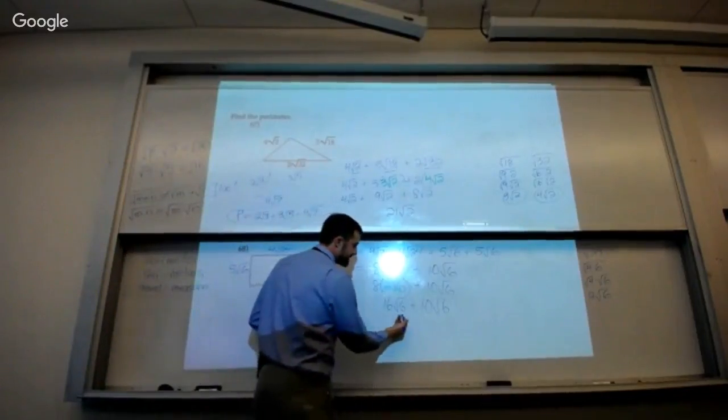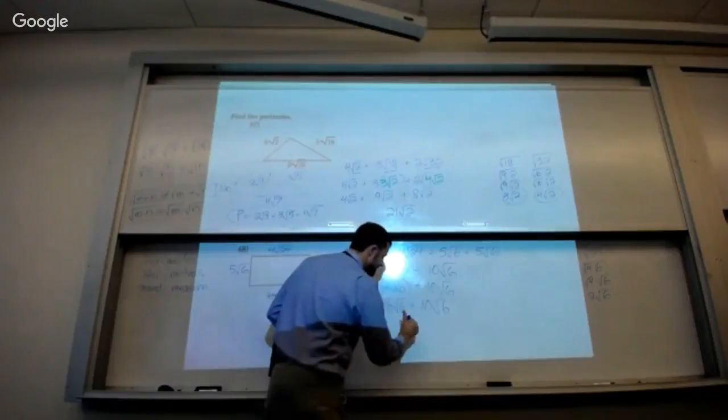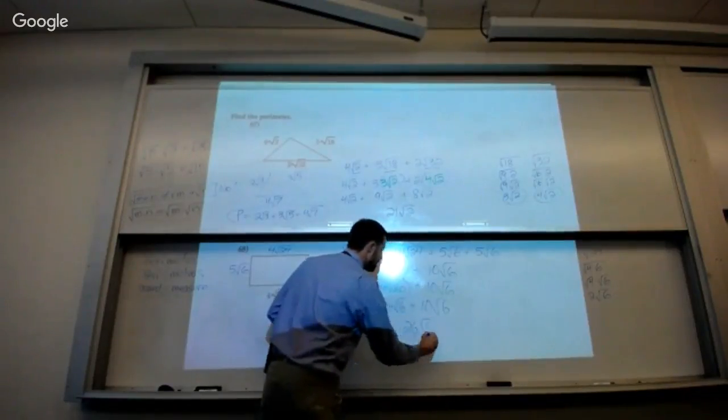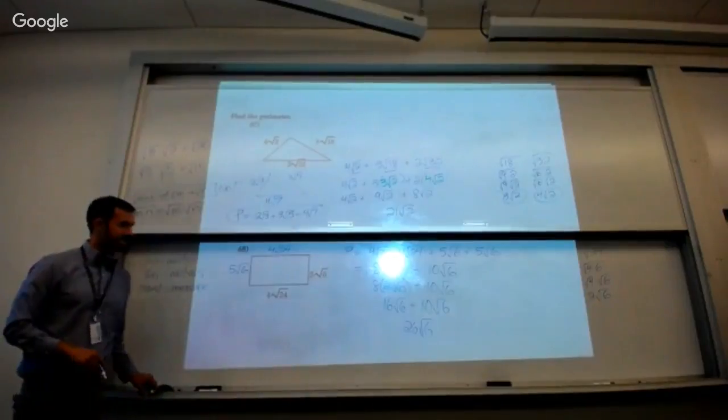All right, so 16 root 6s plus 10 root 6s is 26 root 6s. And so that's it.